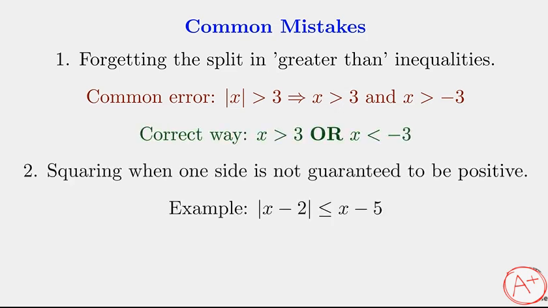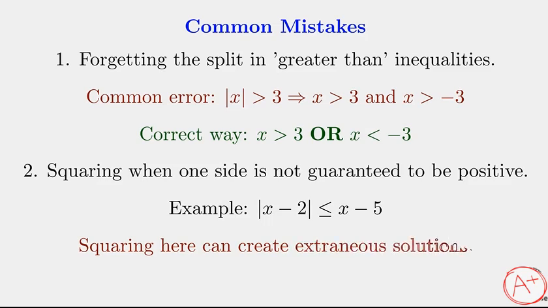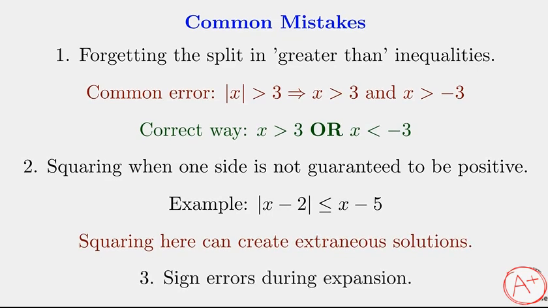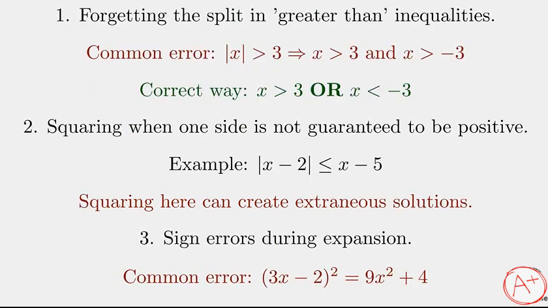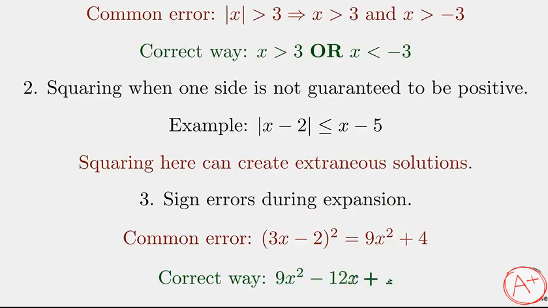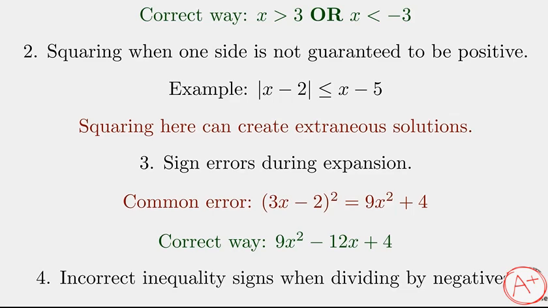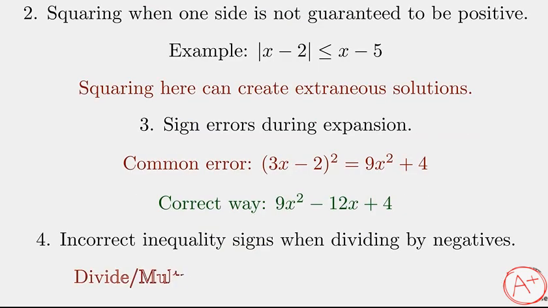Always check if the non-modulus side could be negative. If it can, use the piecewise method or a graph to be safe. Missing that middle term in the expansion is a classic error that will derail your entire quadratic inequality. Take your time with the algebra. This is a fundamental rule of inequalities that students often forget when rearranging their quadratic or linear terms.